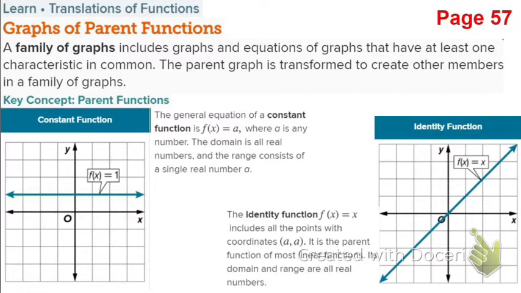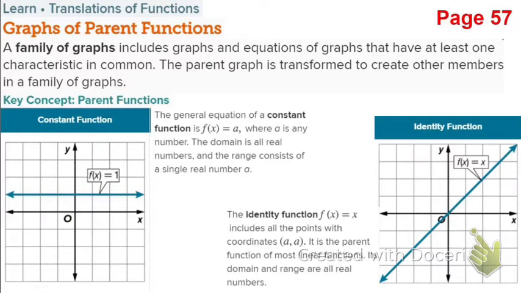Why would you not notice a change to the left or to the right on this straight constant line? It keeps going forever and ever to the left and the right. So if I shift it a little bit to the right, I'm not going to see it. If I shift it up or down, I would see that.